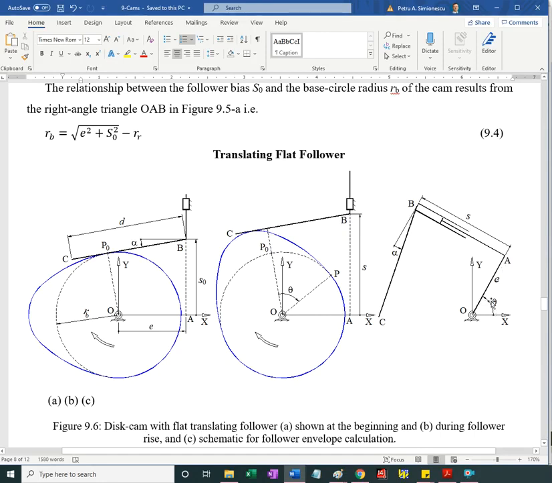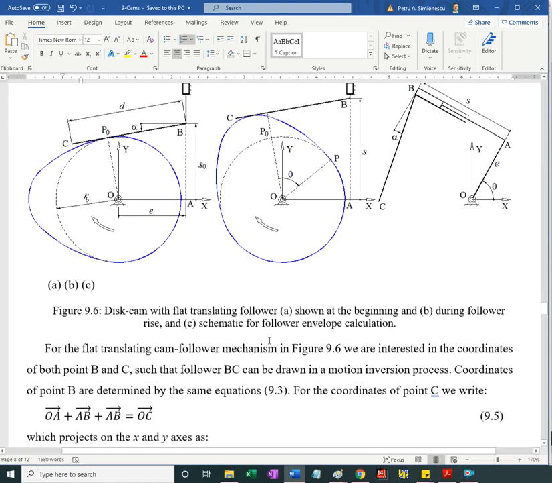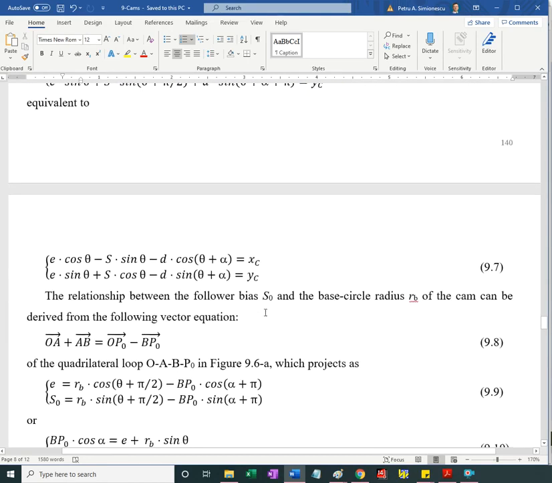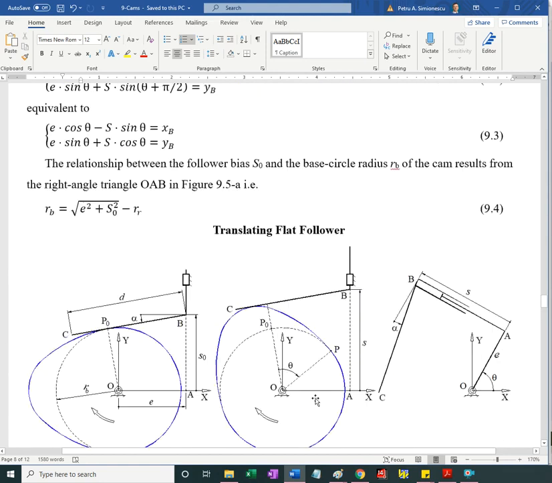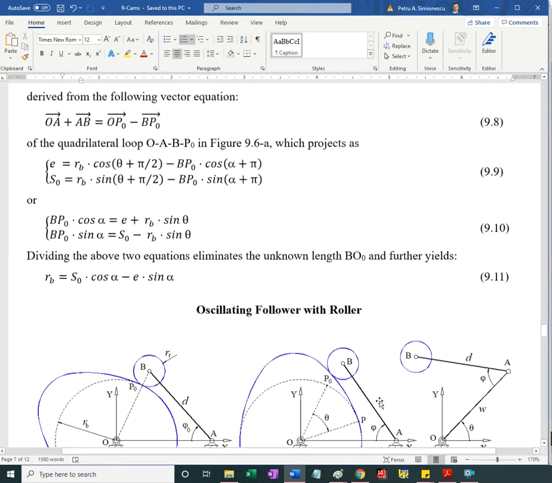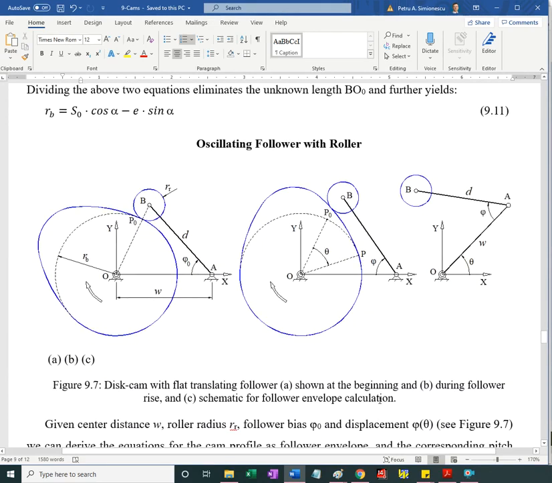Okay, so again, S is a function of theta: motion inversion, follower envelope. So, the equations for XC and YC. The equations for B are actually these here. And then we have the other two cases, where I have a roller follower that oscillates, so it will be phi as a function of theta. Likewise, I need to know what XB and YB are for various thetas, and the corresponding phi. Again, phi is the follower motion.